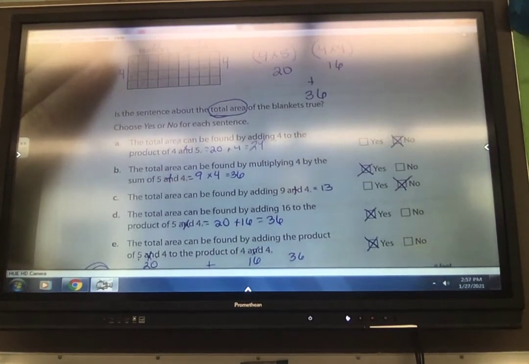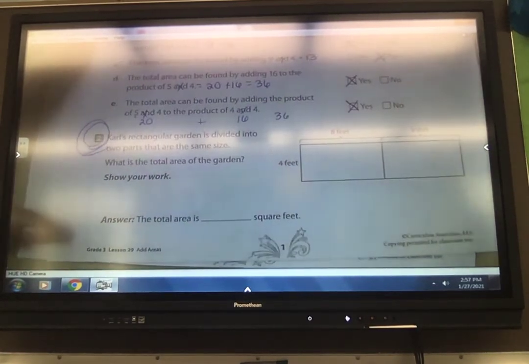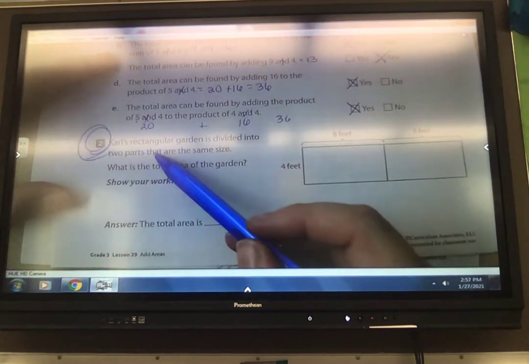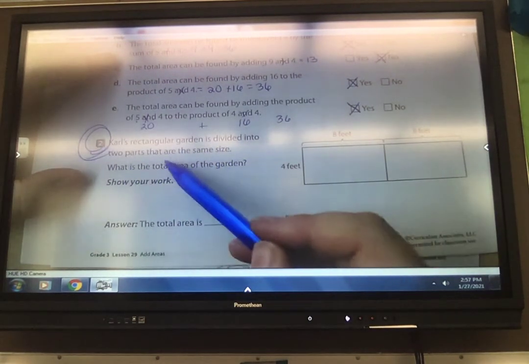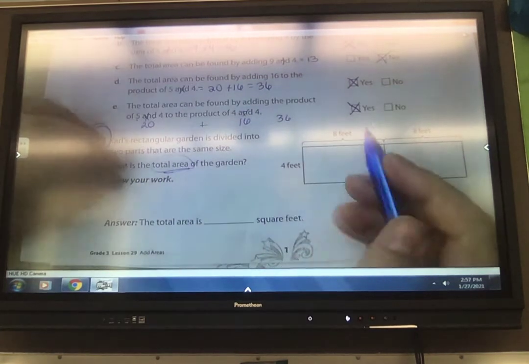Alright, moving on. Number 2, I have a circle around. Carl's rectangular garden is divided into 2 parts that are the same size. What is the total area again of the garden?